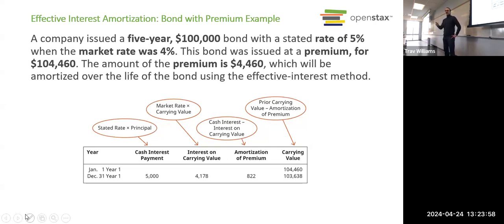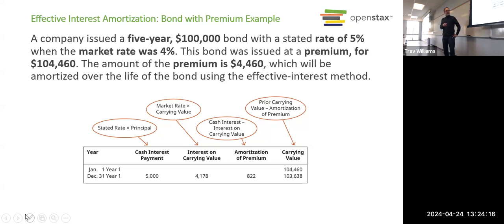A lot of steps there, right? Let me go through that one more time. The cash interest payment is the face value times the annual interest rate. And then if there are multiple payments in a year, you would divide by the number of payments.